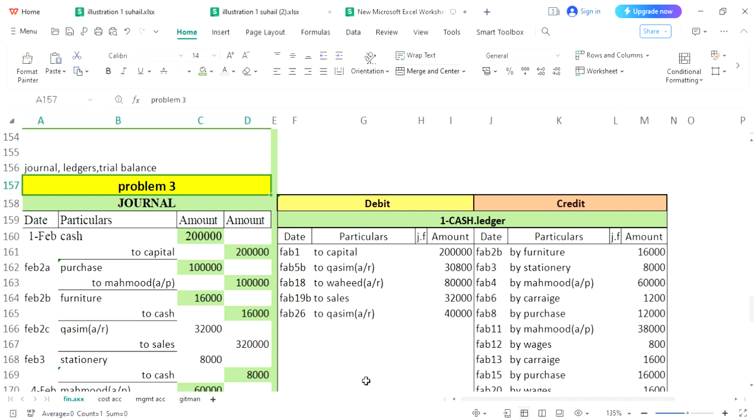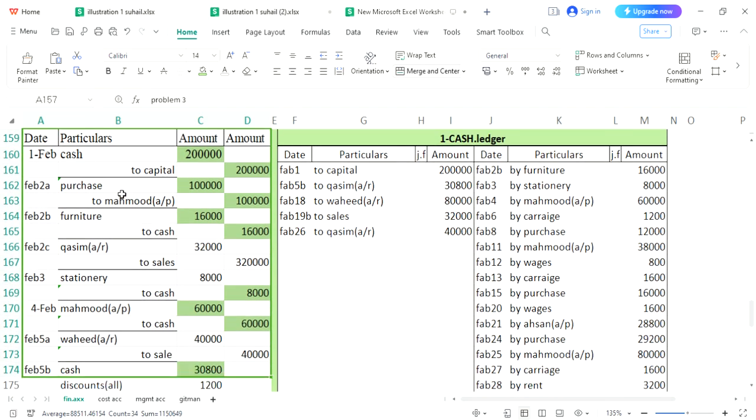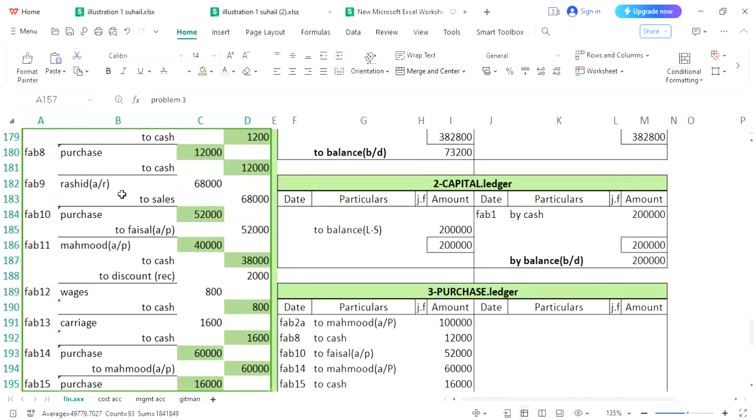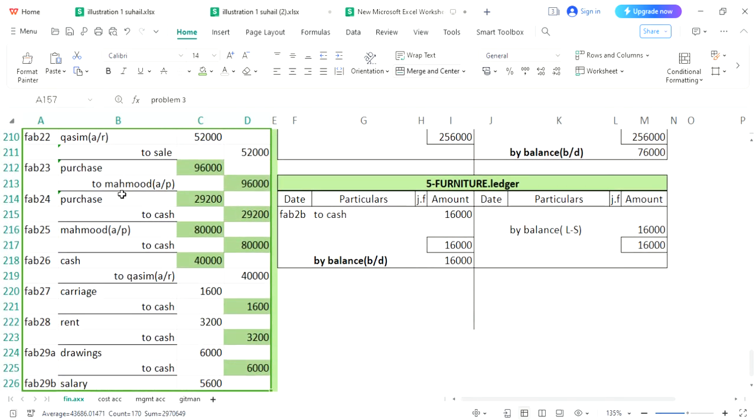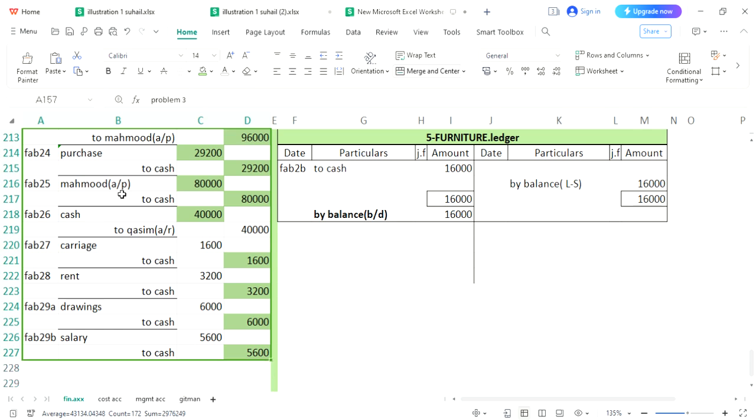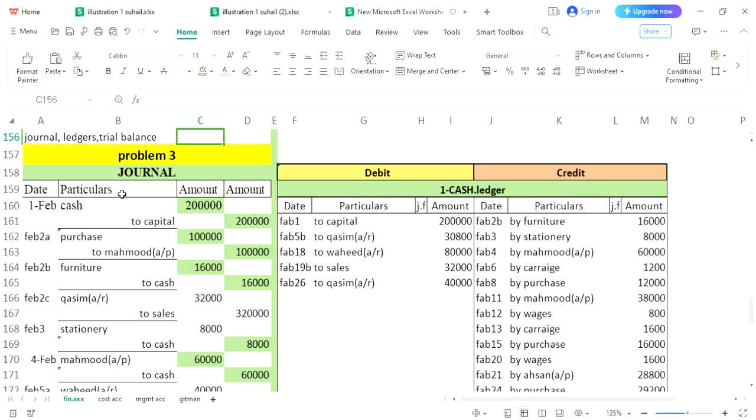We are actually doing question number 3, which has three major parts: journal, ledger, and trial balance. Since it's a very lengthy question, we completed the journal in the first stage. You can see these many journal entries were already done. Look at the size and length of this question. Journal entries were completed, and then we started making ledgers.